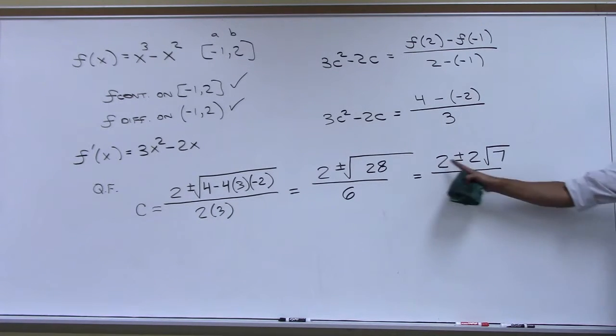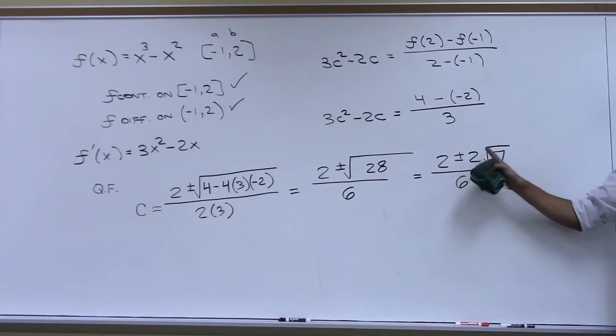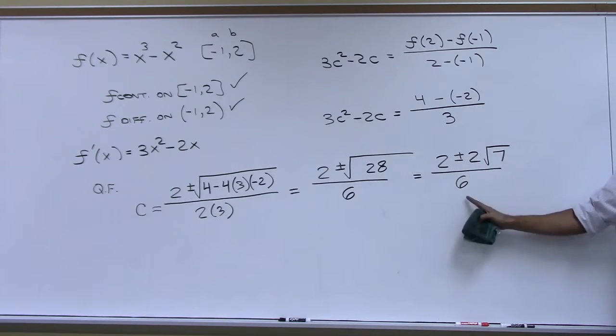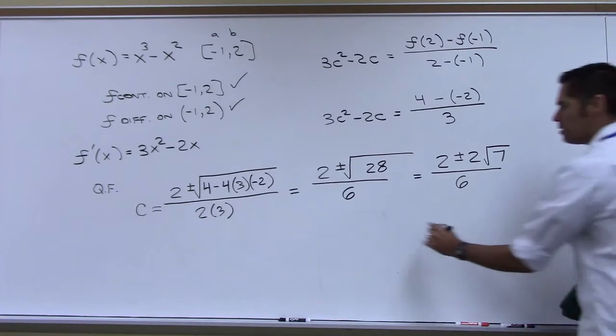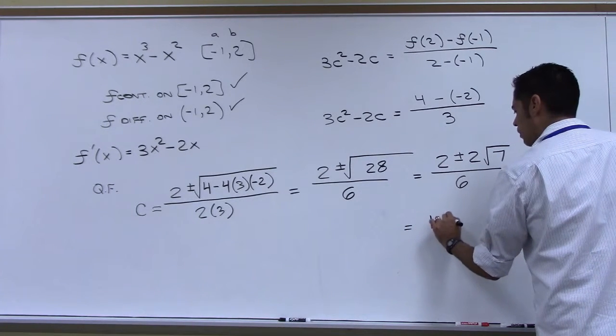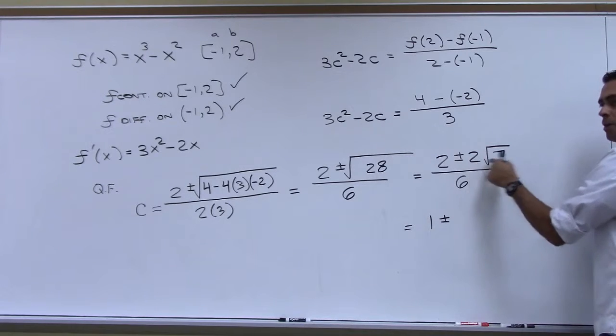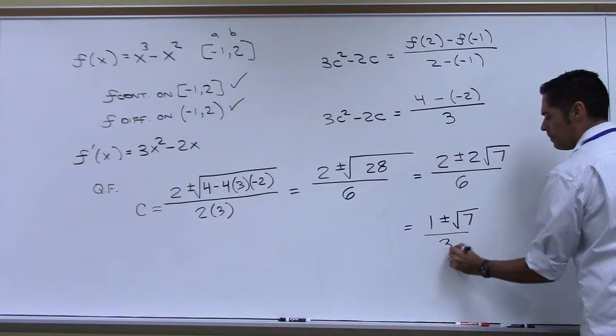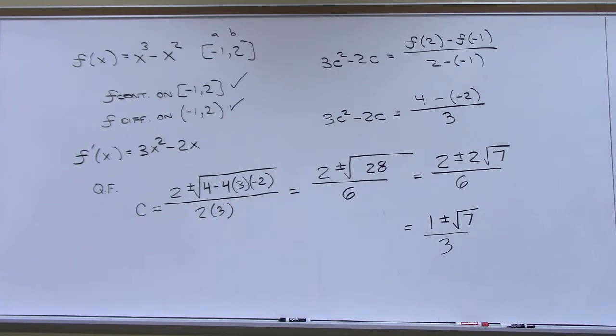And then each of these has a factor of 2 in it. So you could reduce everything by a factor of 2. This will turn into a 1, and a 3. So you get 1 plus or minus, I don't need to write 1 root 7, I can just write root 7, and then over 3. And that's 2 different answers, right?